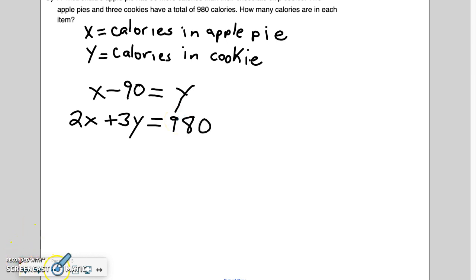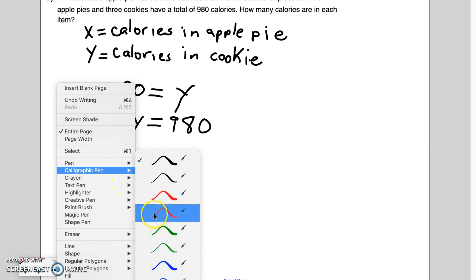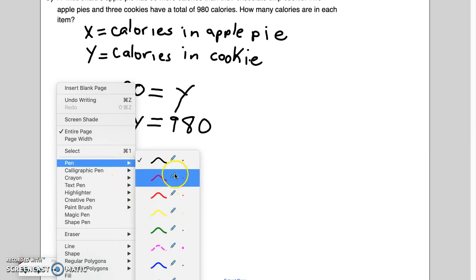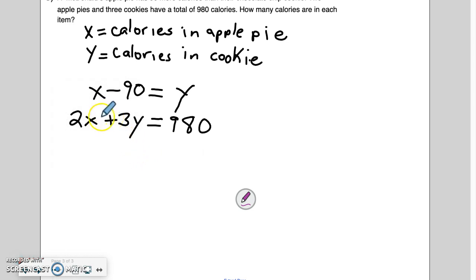Okay, I'm going to go back up, and for the sake of understanding substitution, I'm going to make this x minus 90. I'm going to write it in purple, equals y. So remember, this is substitution. So if I can get one variable in one equation, I can use substitution. Well, guess what? I'm going to make this y purple here. So I could have 2x plus 3. Instead of writing the y, I could put in what y equals, which is x minus 90.